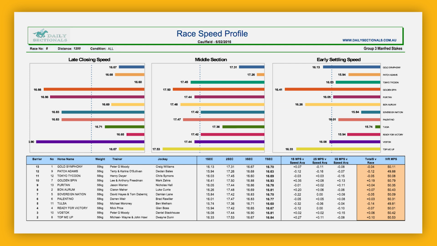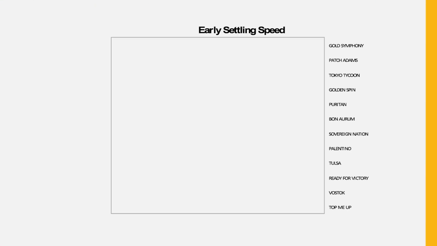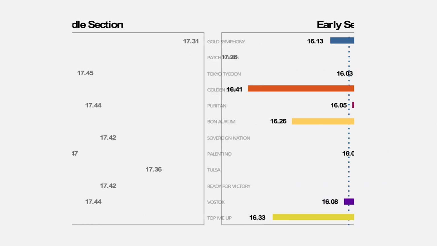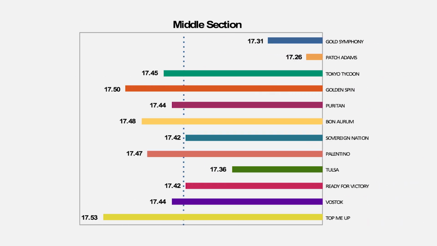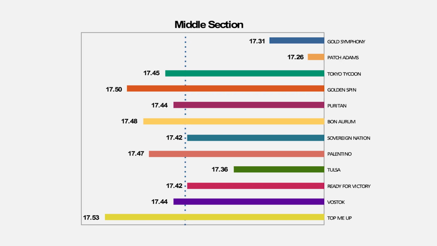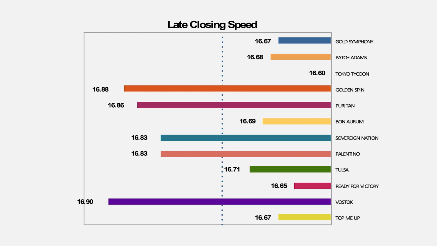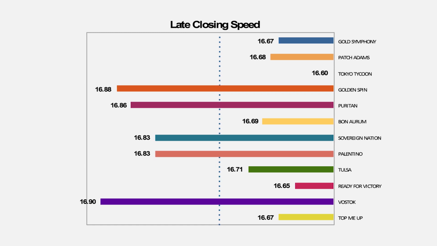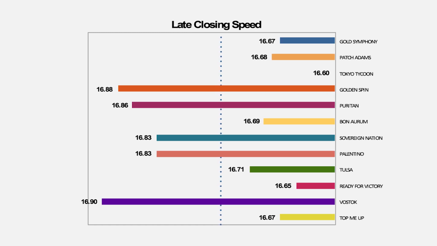Yeah, so what we're looking at with the race speed profile is there's three areas here that we look at. We look at the early settling speed of this particular race. It's the first 400. We look at the mid section of the race. That's the second 400, between the 800 and the 400 metre mark. And then we look at the late closing speed of the graph. That's the last 400 metres for this particular race and a typical 1200 metre race.